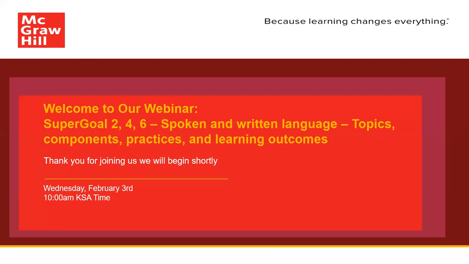Thank you for your time and joining us for this webinar for Super Goal 246 Spoken and Written Language Topics, Components, Practices, and Learning Outcomes. We hope you're all doing well. Just for a small recap, this is a webinar designed for intermediate teachers. This is our second session. We had the first session yesterday. We have one more session that's tomorrow. So there are 3 sessions for intermediate teachers, and we only have 1 session per day. So you don't have an afternoon session, you just have 1 session, which will last for 2 hours. This session is going to end at 12 p.m. today. We will be talking about second semester course books, Super Goal 2, Super Goal 4, and Super Goal 6.